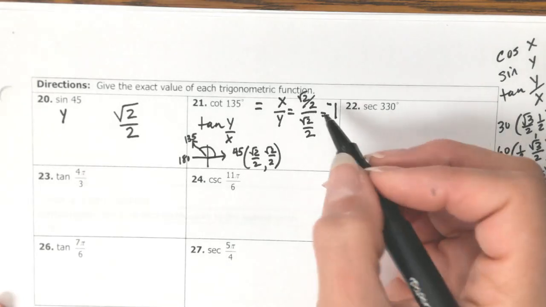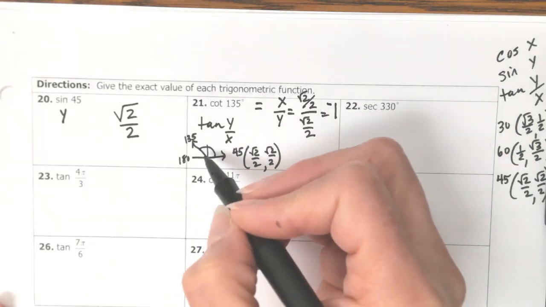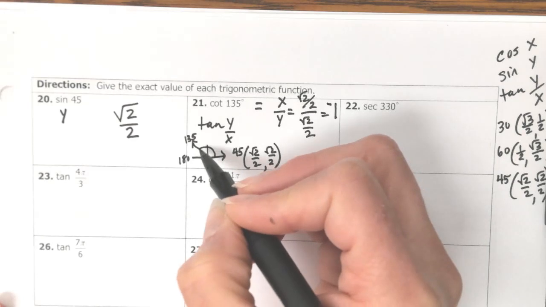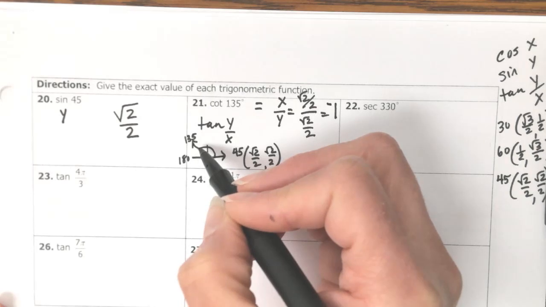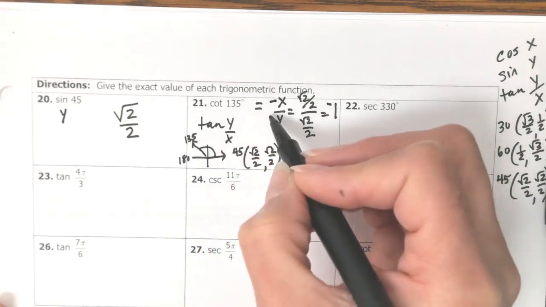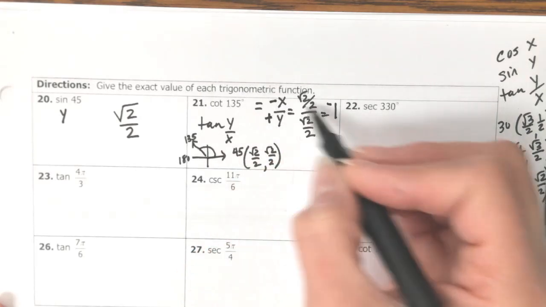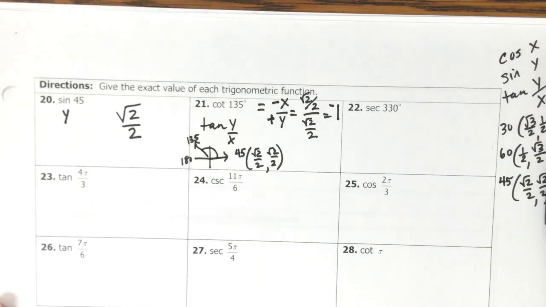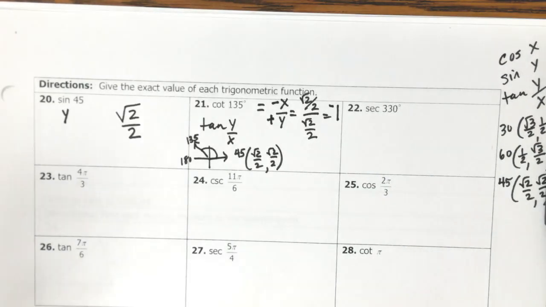Another way you could say that is in this quadrant, isn't it to the left and then up to plot a point? Left is negative, but up is positive. So your x values are negative and your y's are positive. It still gives a negative answer. Let's do another.